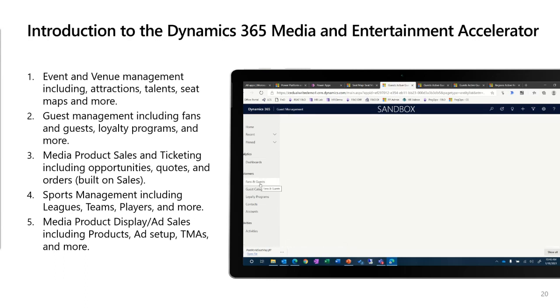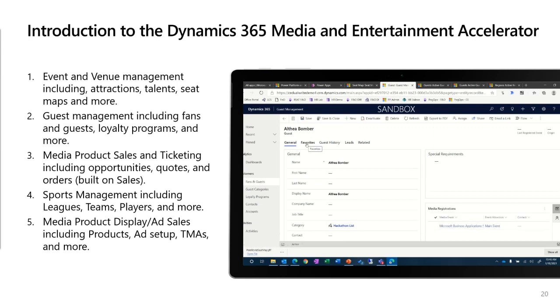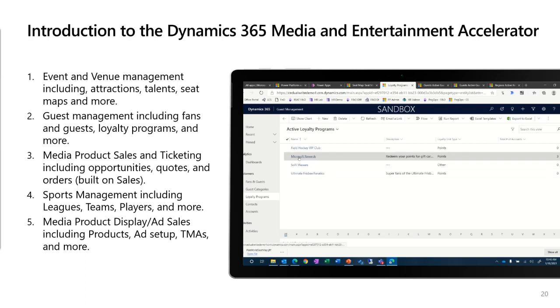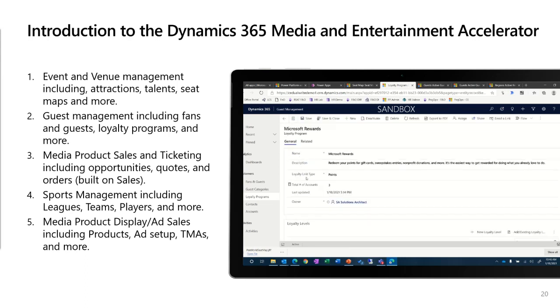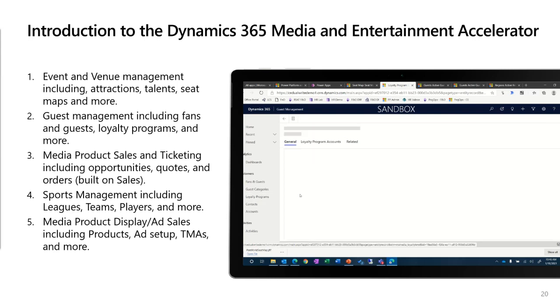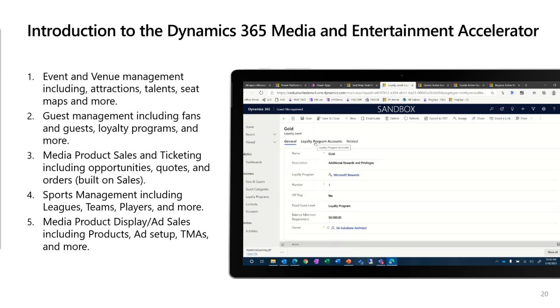applications. So now we've switched gears, we're in the guest management app. With the guest management app, we have the ability to keep track of all of our fans and guests. Again, these fans and guests might be purchasing things from you. They might be part of a loyalty program, for example. So you can keep track of all that loyalty program information, enroll people in those loyalty programs. And we might, again, dual write that information back to finance and operations.